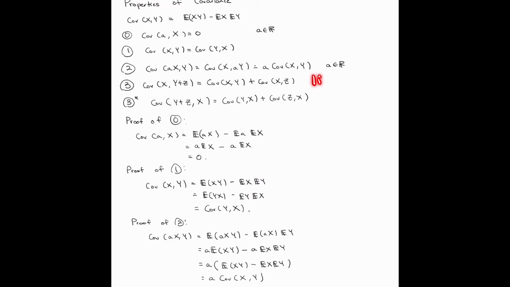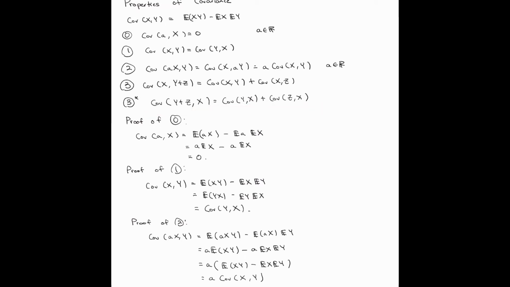And property 3, this is another linearity property of covariance. Cov of x and y plus z is equal to cov of xy plus cov of xz. Now, we'll do a short proof of property 3 star here.